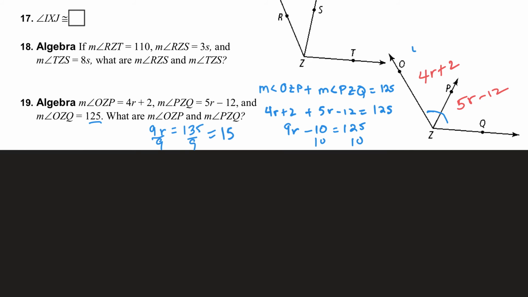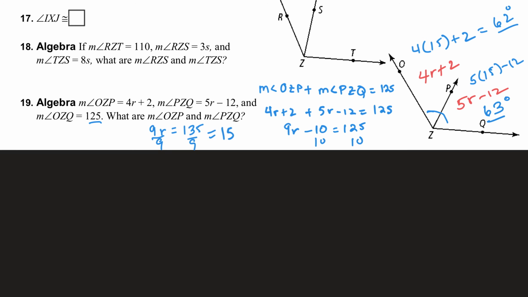If you're trying to find the other angles, you have to go back and substitute. So you have 4 times 15 plus 2. In this case, 4 times 15 is 60, plus 2 gives you 62 degrees. The other one is going to be 5 times 15 minus 12, and that gives you 63. If you wanted to check, you add both, and you do get 125 degrees.